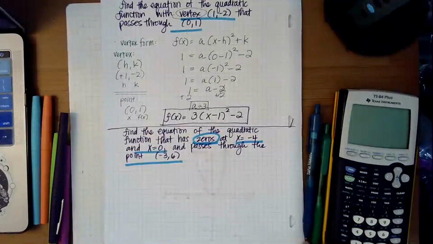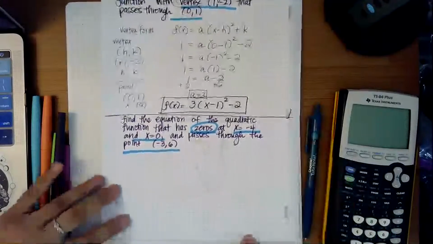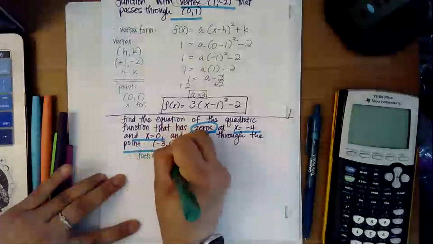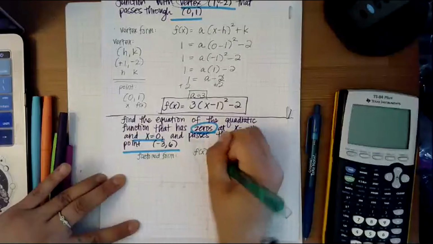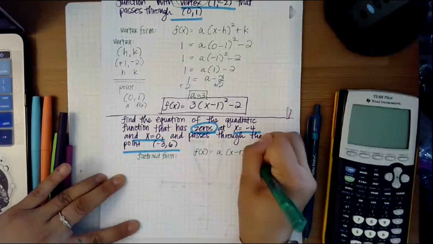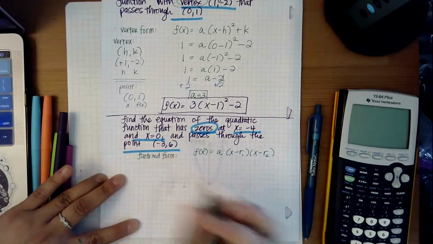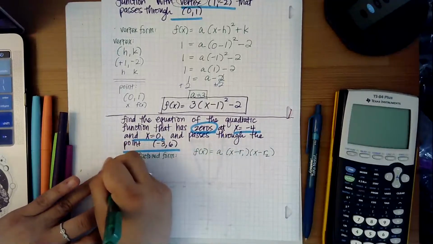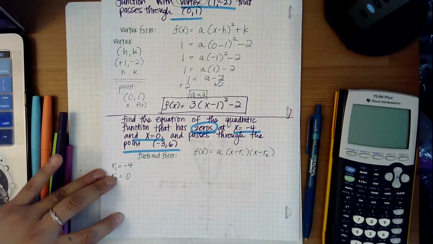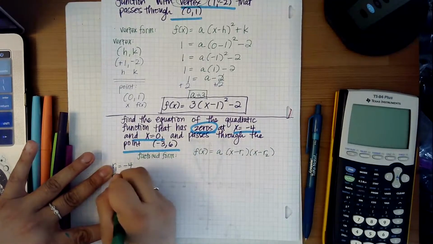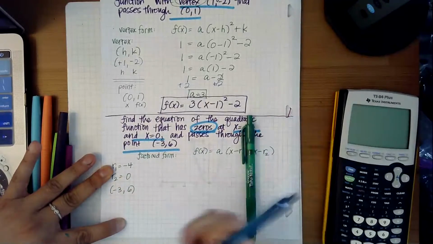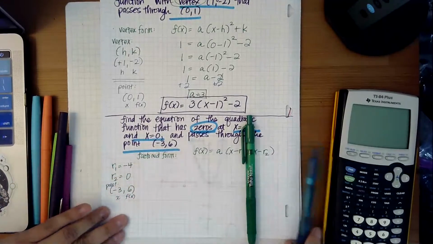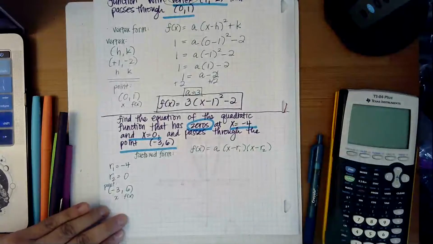So now the format I'm going to be using here is not going to be vertex form. Here, the format I'm going to be looking at is factored form, because factored form showcases the zeros. So here, it'd be f of x is equal to a times (x minus r1) times (x minus r2). So let's look at this, right? R1 is going to be -4, and R2 is going to be 0. And I have a point, (-3, 6), which is always going to be my x and my f of x. Okay? So let's go ahead and plug everything in.